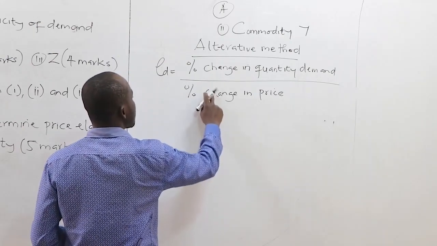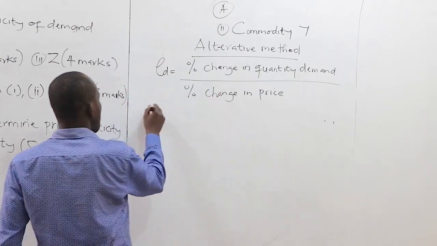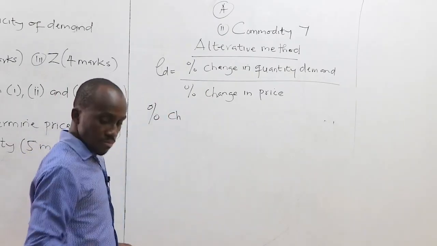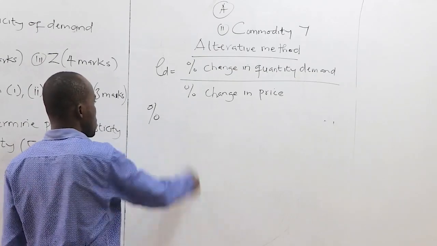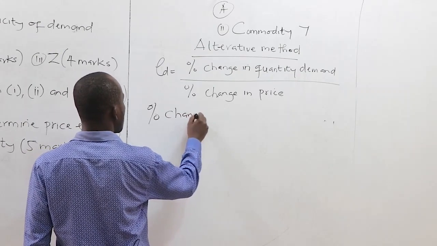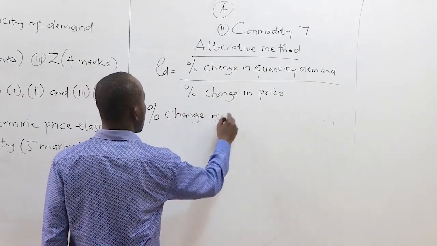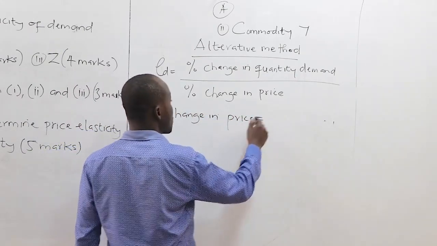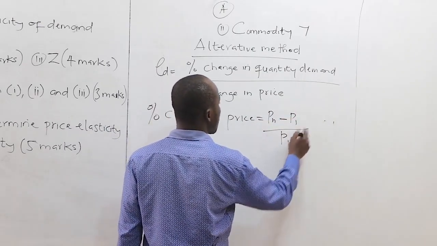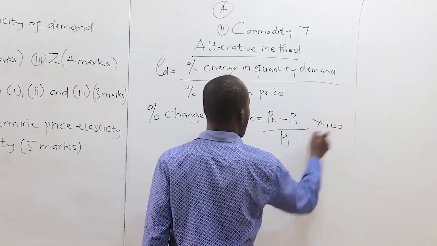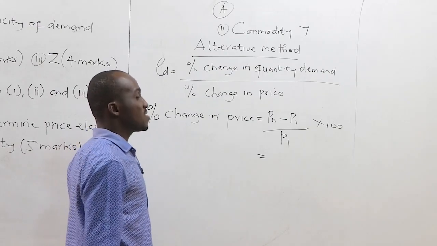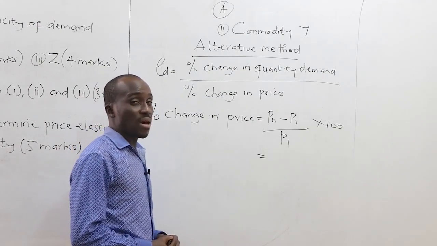The percentage change in price is equal to the new price minus the initial price, divided by the initial price, times 100.